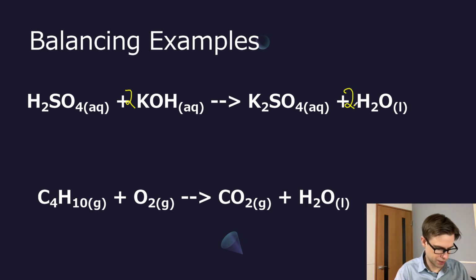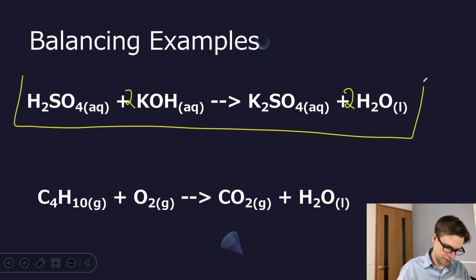Alright, we've got 2 oxygens, not including SO4. So 2 from KOH, 2 from H2O. Oxygen is balanced. And hydrogens are balanced. We've got 2 in H2SO4, 2 in KOH, 4 on the left total. And then 4 on the right in 2 molecules of H2O. So that's done as it is.